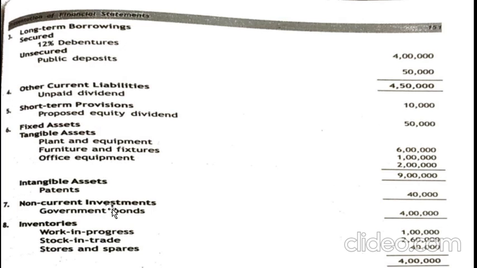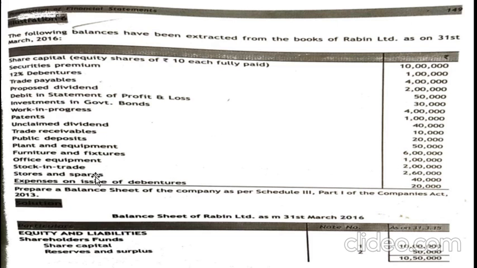Inventories will include current assets like stores and spares, work in progress, and stock in trade. So under your inventories we will look into what the inventory items are here.